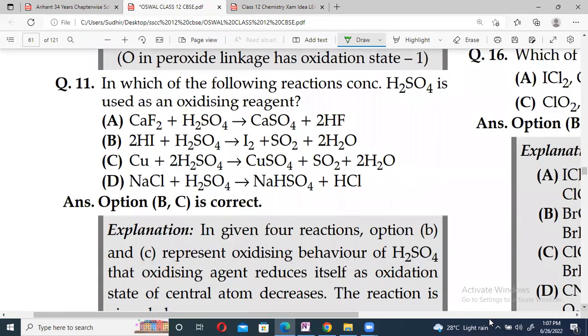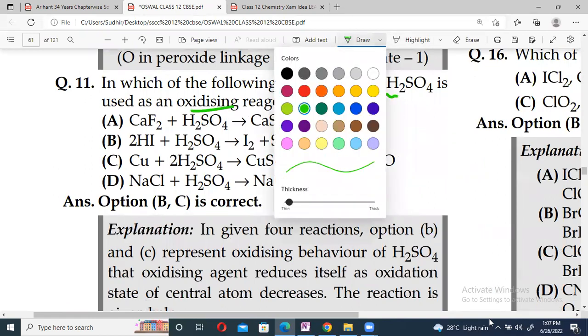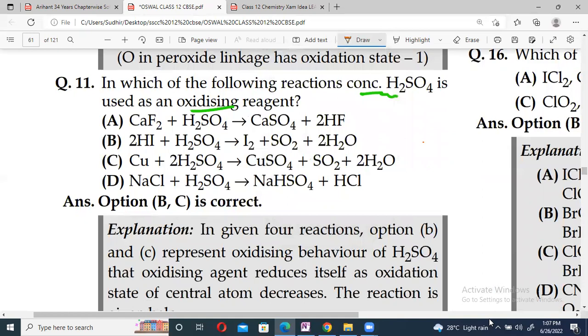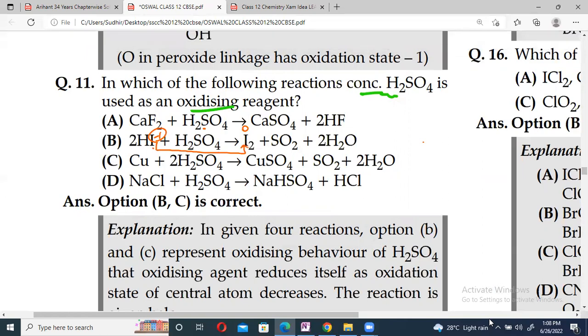11th one: in which of the following reactions is concentrated sulfuric acid used as an oxidizing agent? A very interesting example, this one. See, I'll show you here. Here sulfuric acid acts as an oxidizing agent. But here iodine is in the -1 state, and iodine is in 0. So from -1 to 0 the oxidation number increases. So iodine undergoes oxidation, so it was oxidized by sulfuric acid. Sulfuric acid acts as an oxidizing agent because it oxidizes iodide ion to iodine.